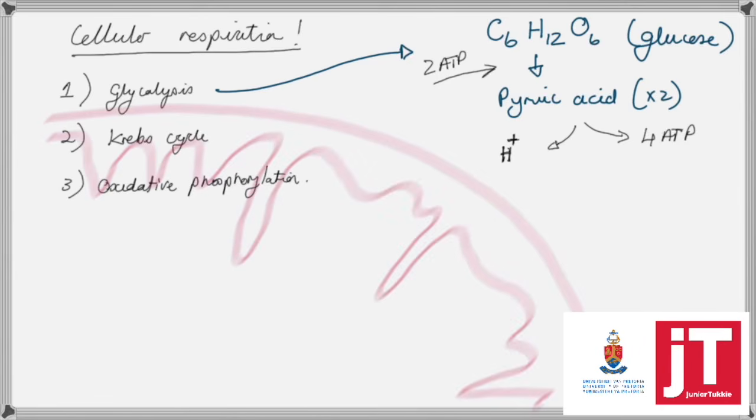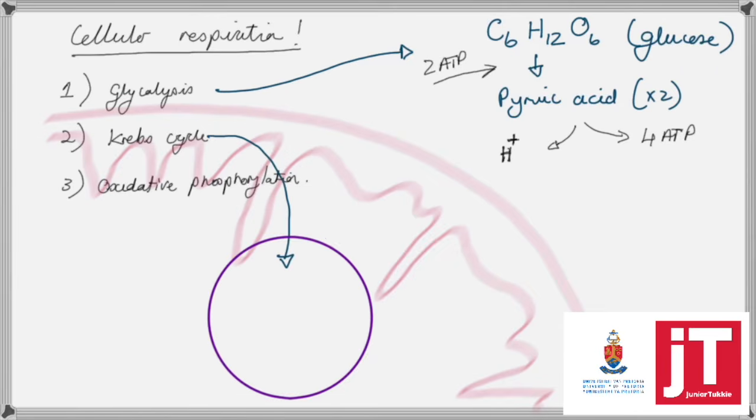If we look at where these processes take place, you'll see I've just drawn the outer and the inner membrane of the mitochondria here. You can see the folds, or the cristae, of the inner membrane, and inside of this space we have the Krebs cycle and oxidative phosphorylation. The Krebs cycle takes place inside of the matrix of the mitochondria.